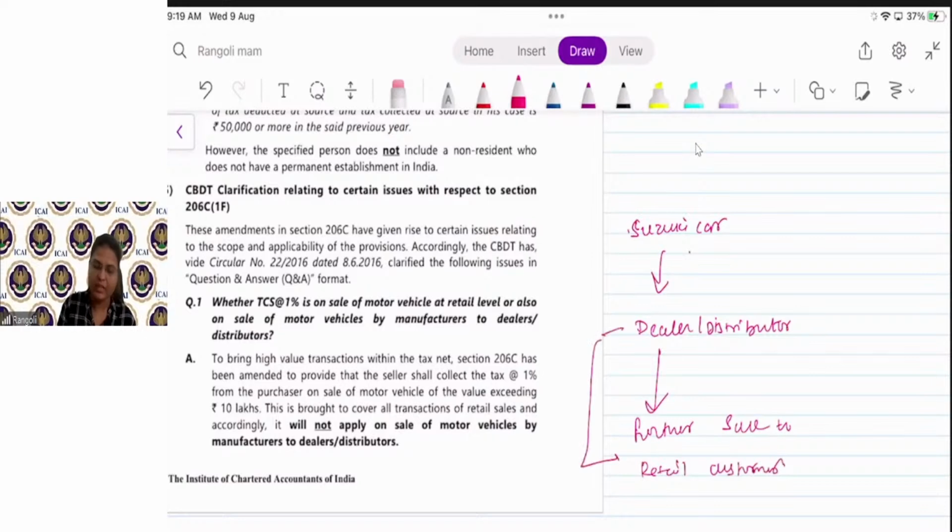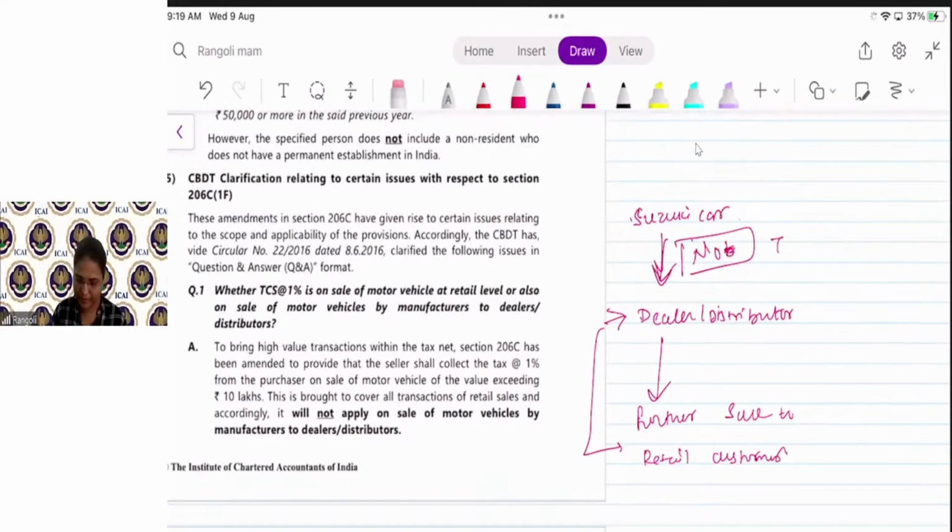In this transaction, that is dealer to retail customer, TCS is applicable on value exceeding 10 lakh rupees. 1% TCS is applicable. But will TCS also be applicable in case of manufacturer to dealer, that is Suzuki car to dealer? Yes or no? No. CBDT has provided a notification that TCS is not applicable in case of a car provided by the manufacturer to the dealer for distribution.